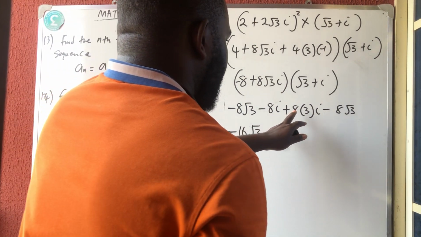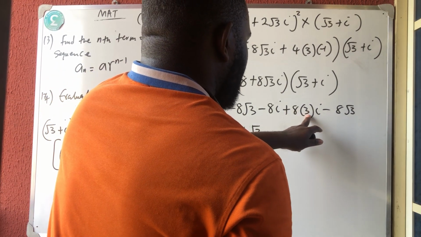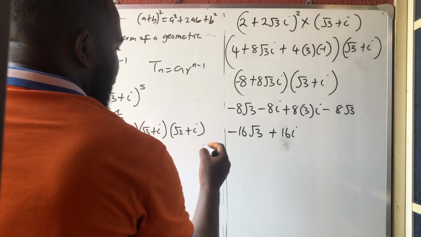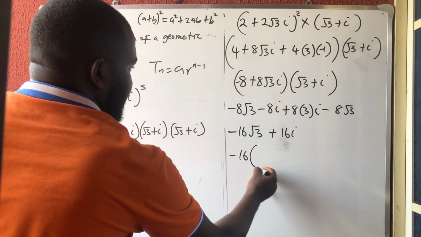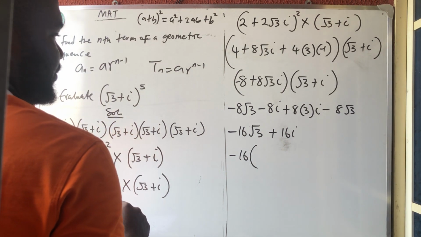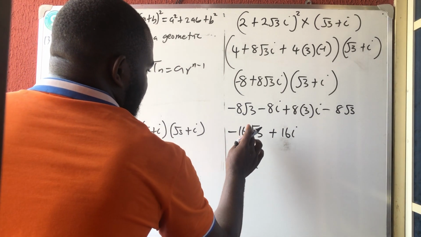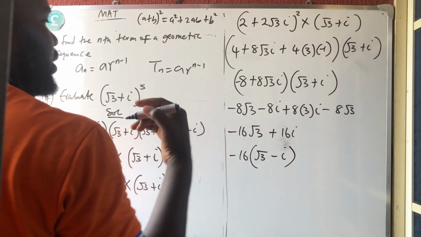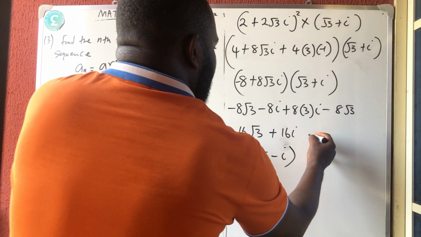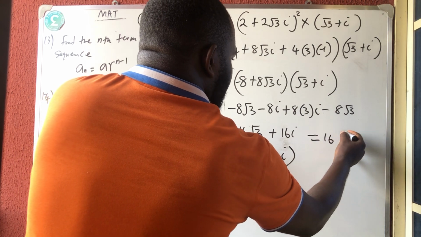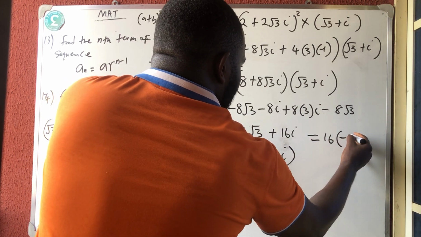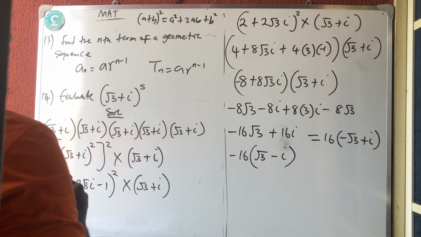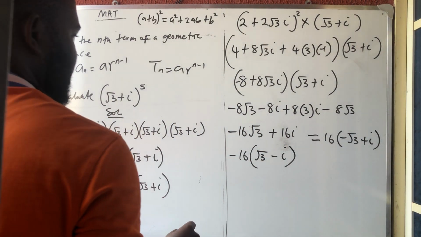If you look here, 8 times this is 24. 24 minus this will give you plus 16i. So if you bring out minus 16 in bracket, you'll be left with plus root 3 minus i. This could be the answer, or you can decide to bring out 16 itself. If I bring out 16 itself, I'm left with minus root 3 plus i. Any of the two is the answer. So that is that.